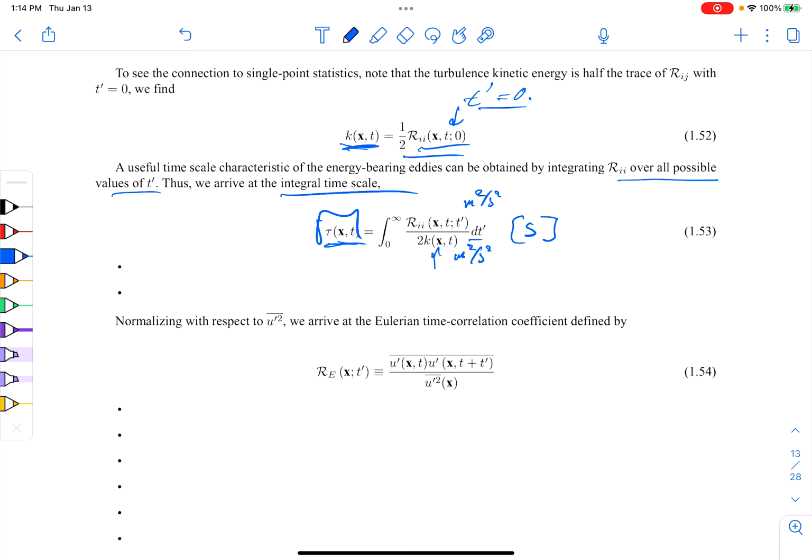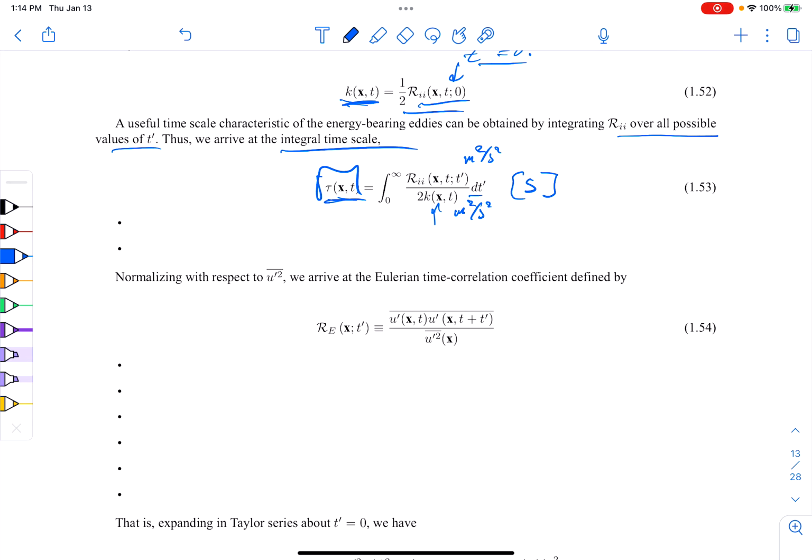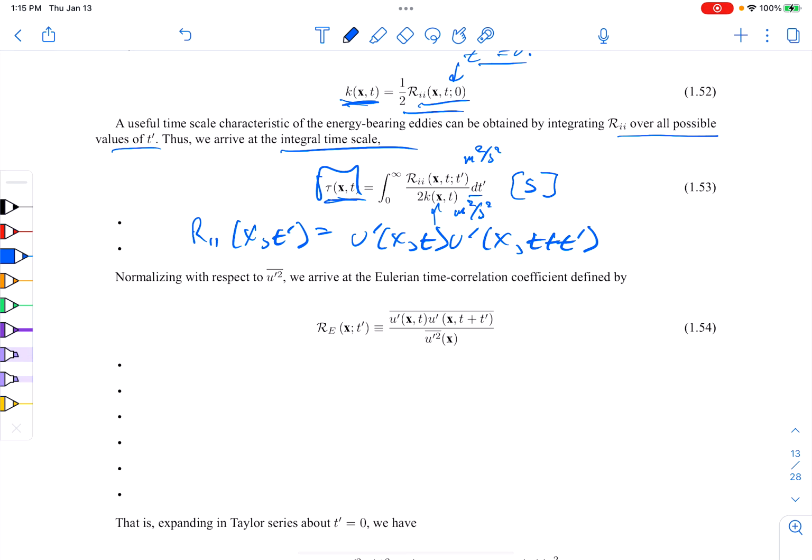Okay. I might also say that this can be simplified because in wind tunnel tests or experiments in practice, you don't always have all the components of the trace of, say, this autocorrelation. So you might just approximate R11 of x and t prime as u prime of x,t times u prime of x,t plus tau prime, and then do the integral. And that's a much more practical way of doing it.